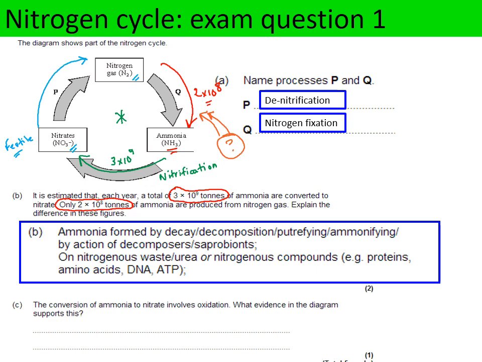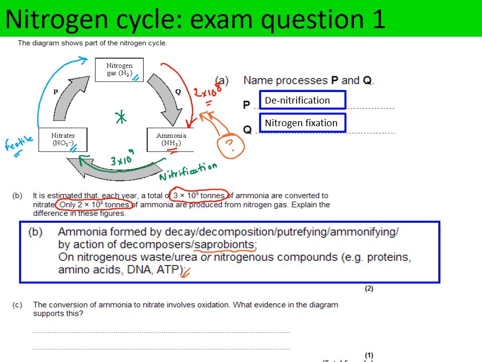So ammonia, let's have a look at the answer, is formed by the decomposition or the ammonification of dead plants and animals through saprophytes, otherwise known as saprobionts. It's exactly the same, through decomposition. And the molecules that get broken down, as we said, are organic nitrogen compounds, or it might be nitrogenous waste like urea or other molecules that contain nitrogen.